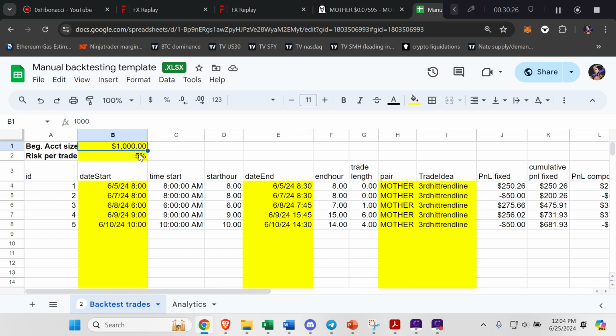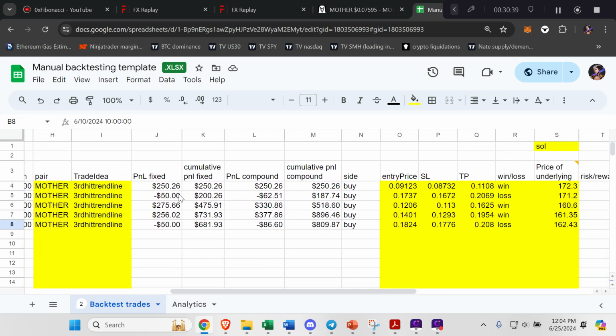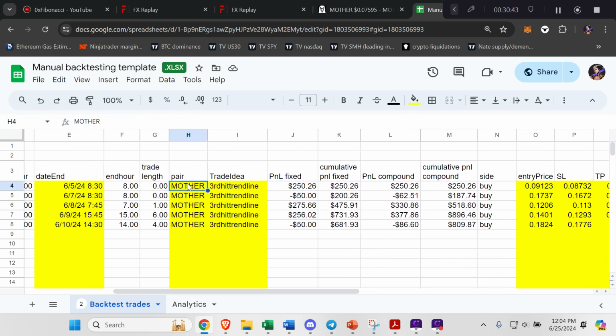So you can, for example, put in whatever account size you want, how much you want to risk for the trade, what time your trades are starting versus ending. So everything that's highlighted, you basically need to do the inputs, and everything that's not highlighted is just automatically calculated. What pair are you trading? So I have a few trades with the recent meme coin Mother, Iggy Azalea's coin.